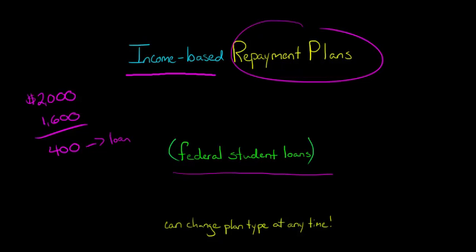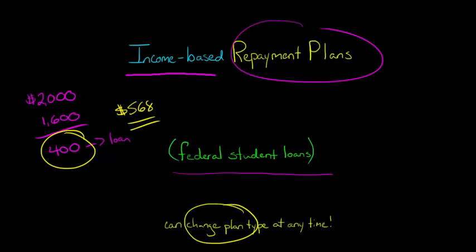But then you get a bill in the mail from the government and it says you owe $568, and you say, wow, that's $168 more than what I have left over. Don't worry, don't default on your loan. What you want to do is look into changing your plan type, right?